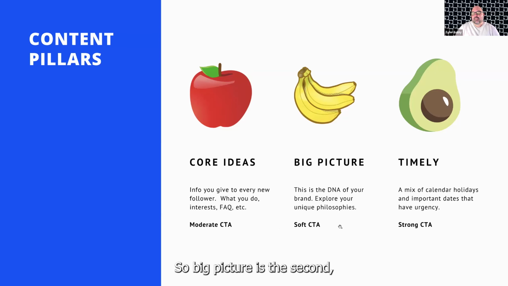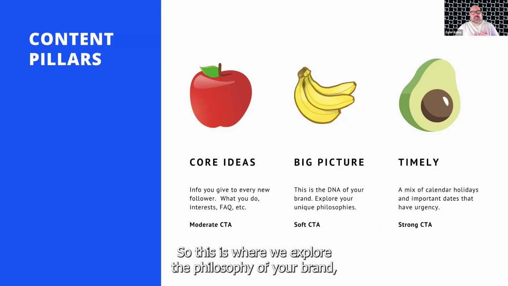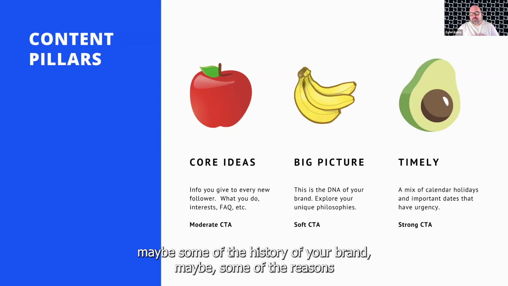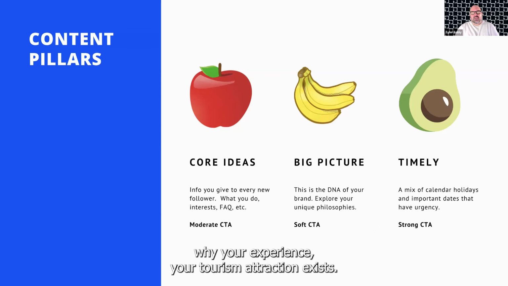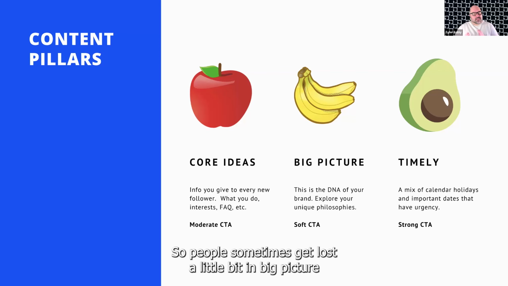Big picture is the second category, which I've represented with a banana. I'm not sure why. This is really the DNA of your brand. This is where we explore the philosophy of your brand, maybe some of its history, and some of the reasons why your experience, your tourism attraction, exists. What are the guts of what you're doing? The big picture stuff can be a little sexier than the core ideas, so people sometimes get lost in big picture.